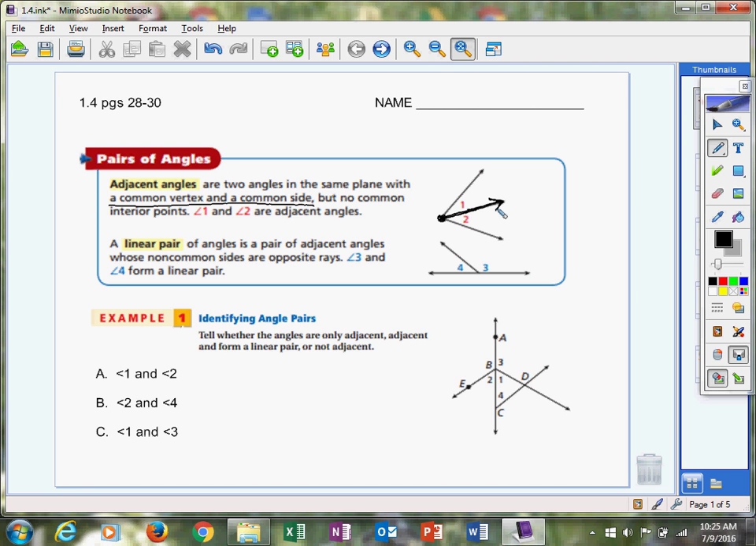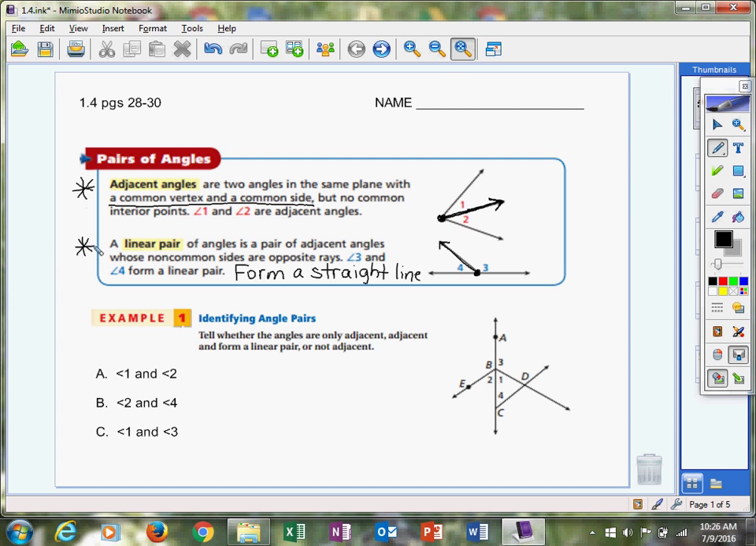Now, a linear pair of angles, they are adjacent angles, so they do share a common vertex and a common side. Here's the common vertex and a common side, which would make them adjacent. But what they do is they form a straight line. And as you can see, that's definitely what's happening here: angles 3 and 4 together, although they do share a vertex and a side, they form a straight line. And so this is what we would call a linear pair.